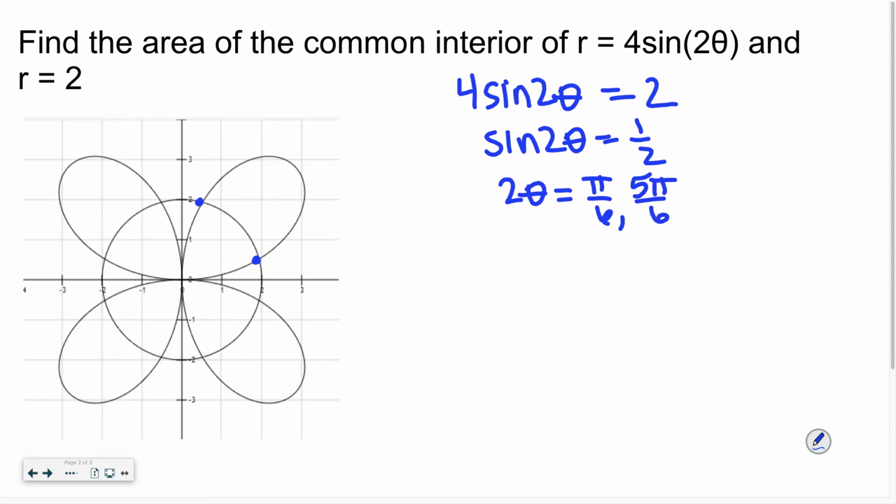So that our theta is pi over 12 and 5 pi over 12. And there would be 6 more, but we don't need to worry about those. But what I want you to notice, when I start to color this, what am I coloring? Which function? Or which curve? Here, the flower or the circle? The rose curve.